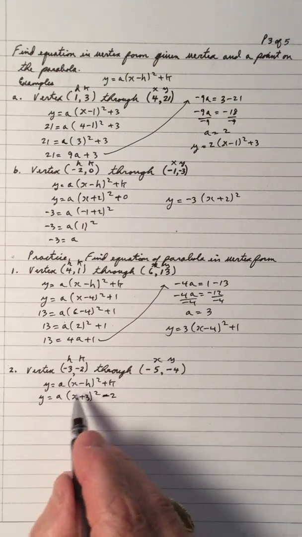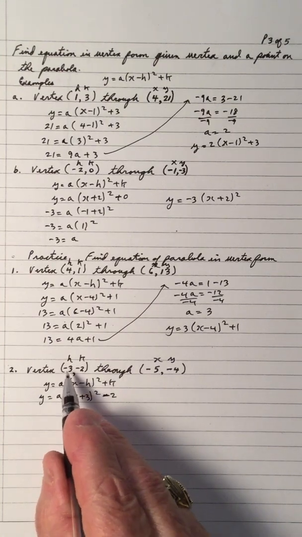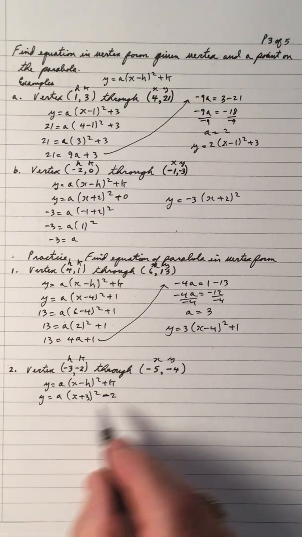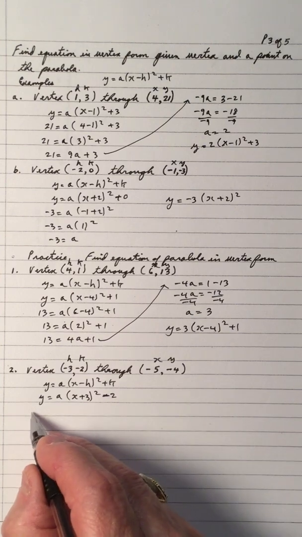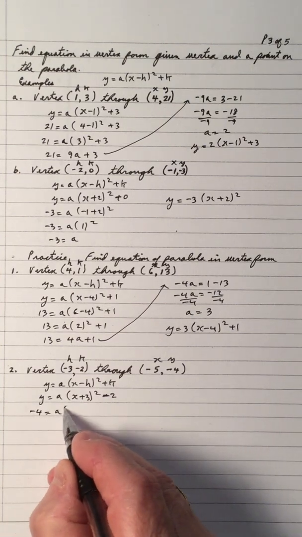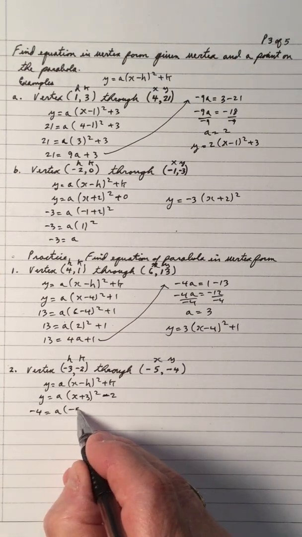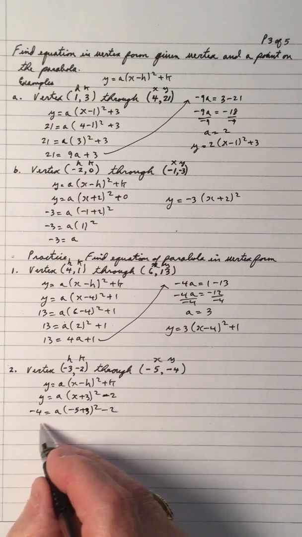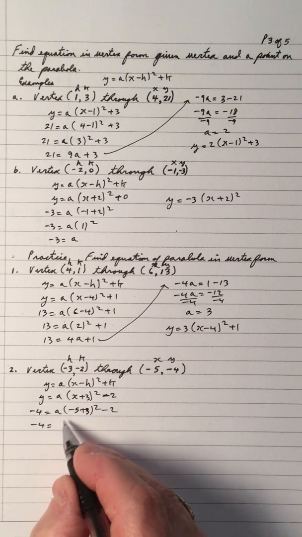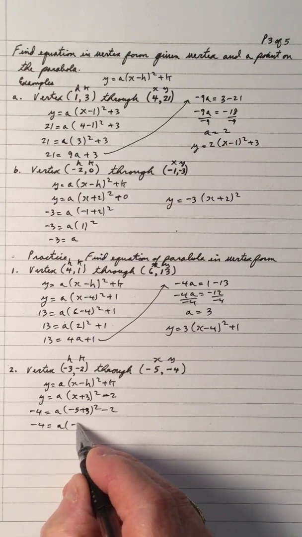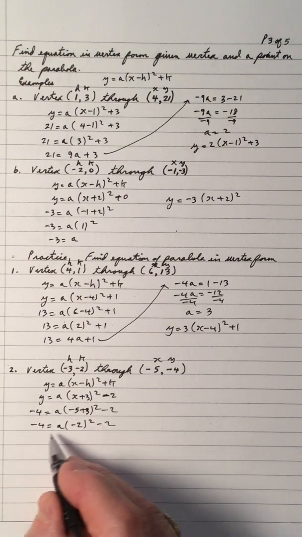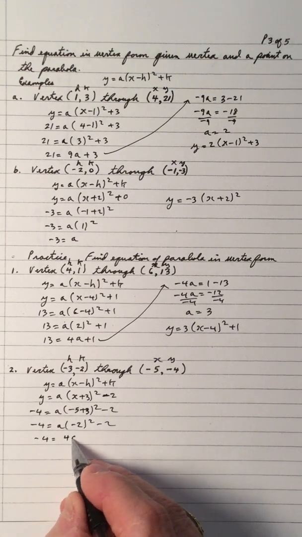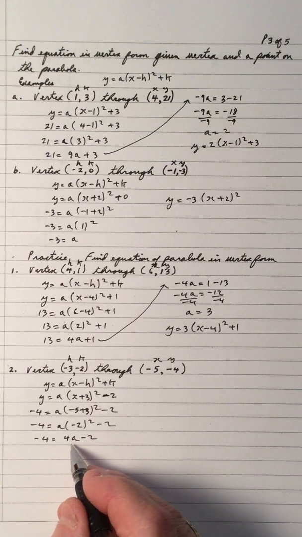Again, the sign changes. See, when you put h in here, to be a negative 3, the negative on negative makes it positive. Now I put the y in as negative 4. X is negative 5. And I have to do the brackets first to give me negative 2. And then I have to square. Negative 2 squared is 4, so it's a 4a minus 2.